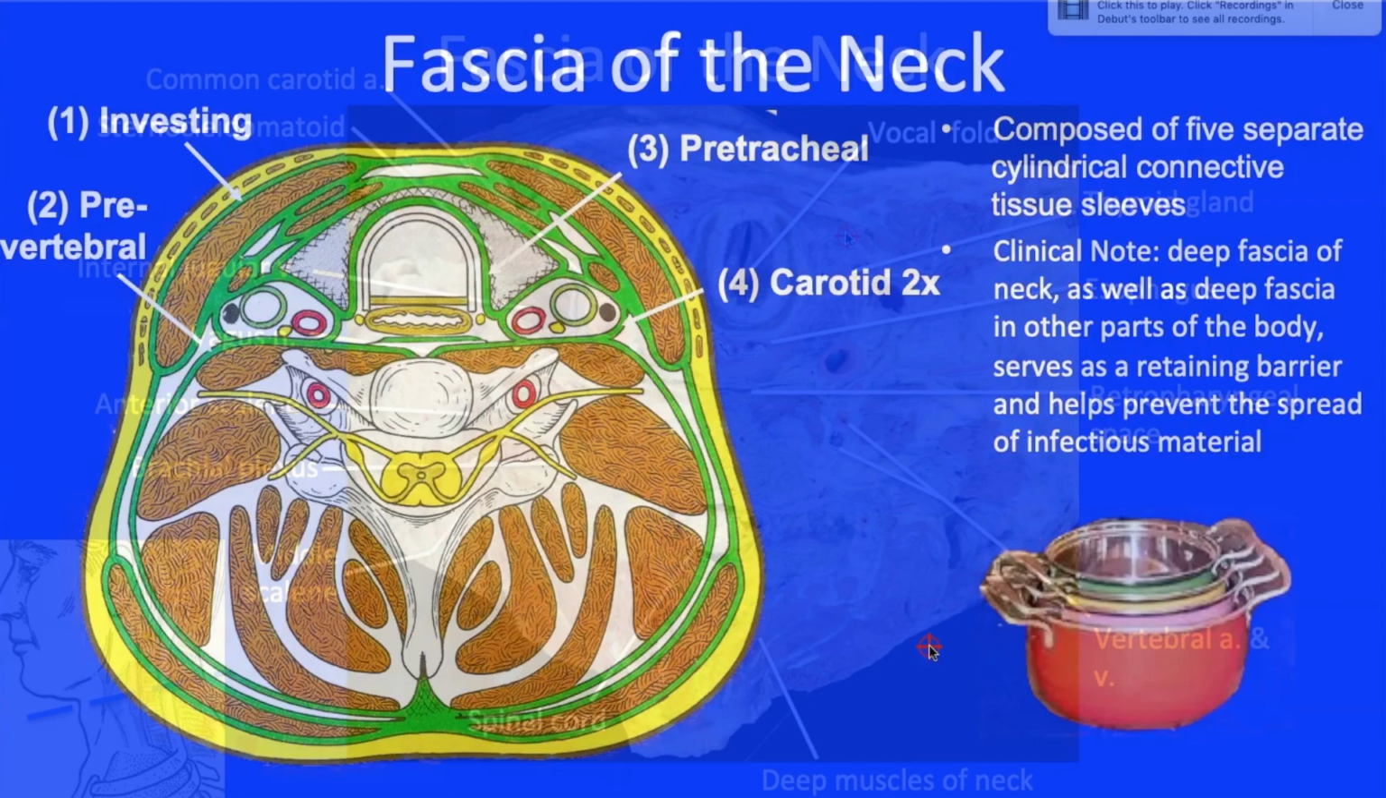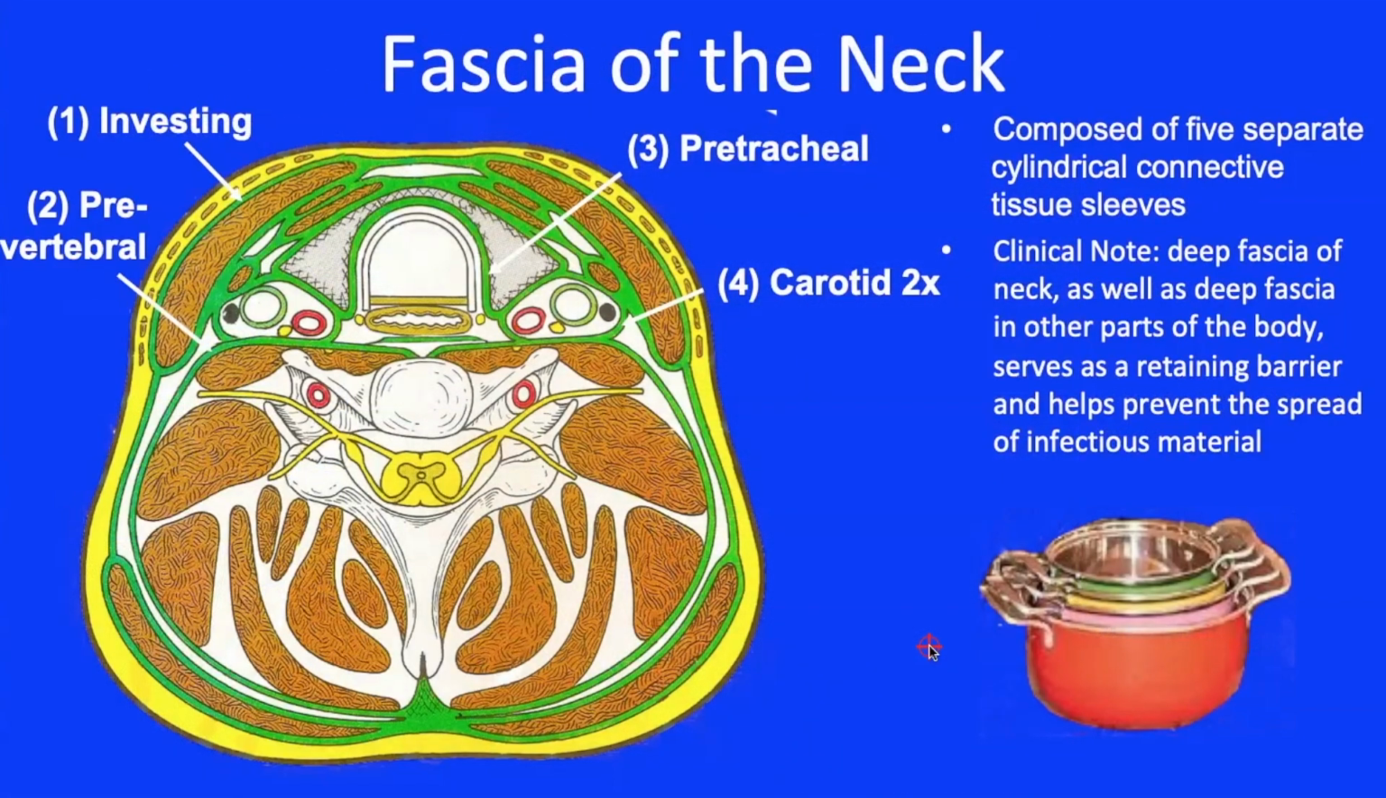Nevertheless, it is there and is part of the reason that the neck cross-section appears so compartmentalized. The fascia of the neck is shown in a schematic in the slide and is composed of 5 separate cylindrical connective tissue sleeves, similar to nesting pots as indicated in the image. The 5 sleeves include the investing fascia, the prevertebral fascia, the pretracheal fascia, and the 2 carotid sheaths.